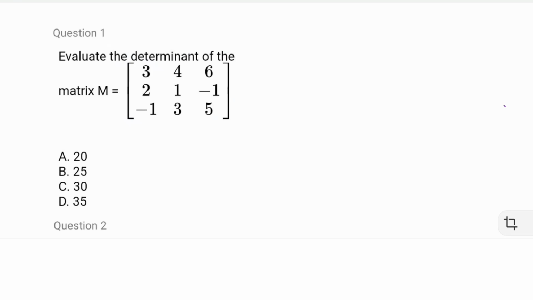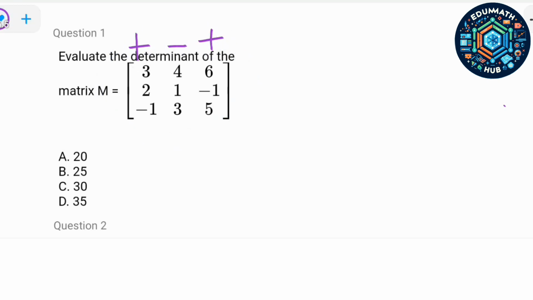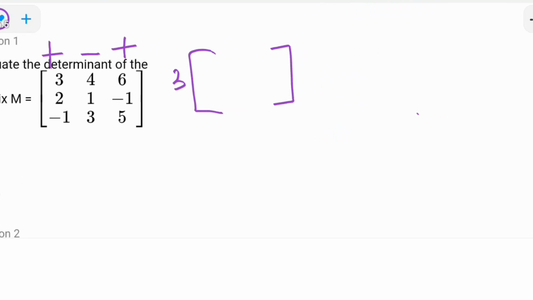So let's take the first question, to evaluate the determinant of this matrix here. The first thing you want to do is to write plus, minus, and plus at the top of the numbers. Then you pick out the first number there, which is 3. So when you pick out your 3, you're going to write 3. Then you open a bracket like this. Then the next one is minus, then you put in 4. Open another bracket like this.